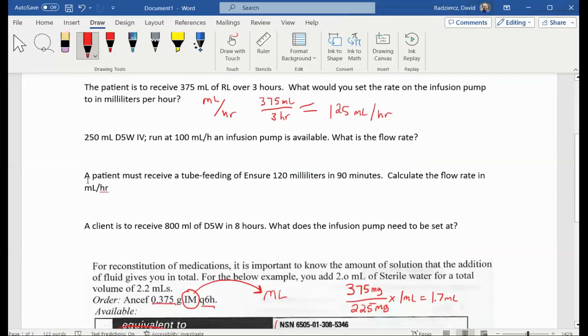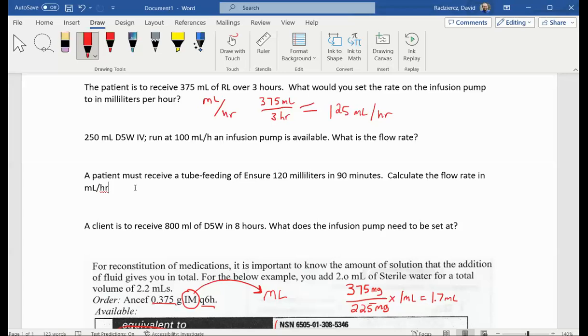So let's look at this next one, not the 250 ml, but the patient receiving a tube feeding, because this is another commonly missed question because of the conversion. There's a variety of ways to answer this. The way I'm going to show you is the way that's consistent regardless of what the minutes are. Because many students look at this and say, oh, 90 minutes, that's 1.5 hours, 120 over 1.5, and then I get 180 milliliters per hour. Perfect.